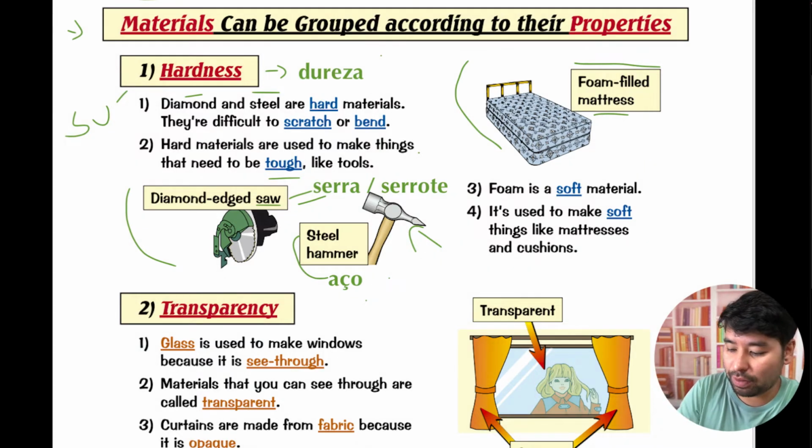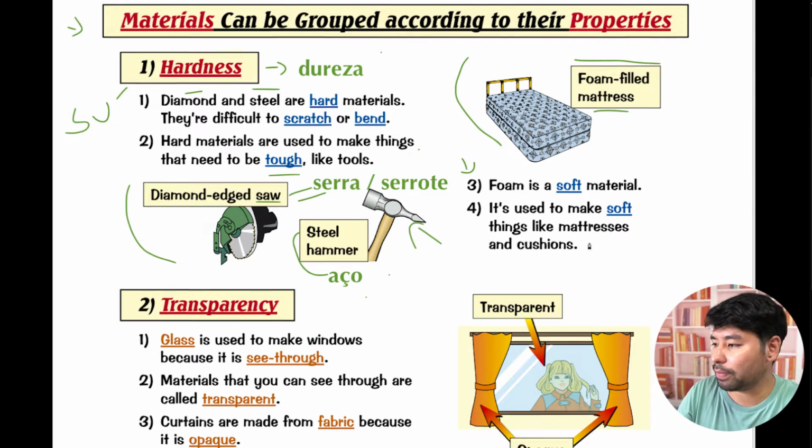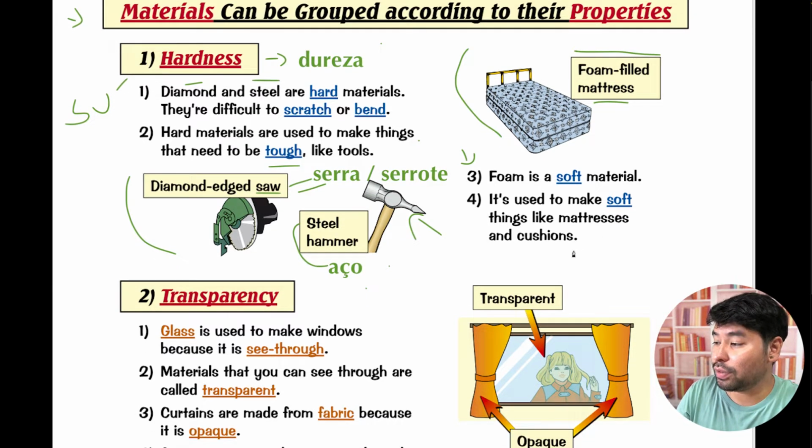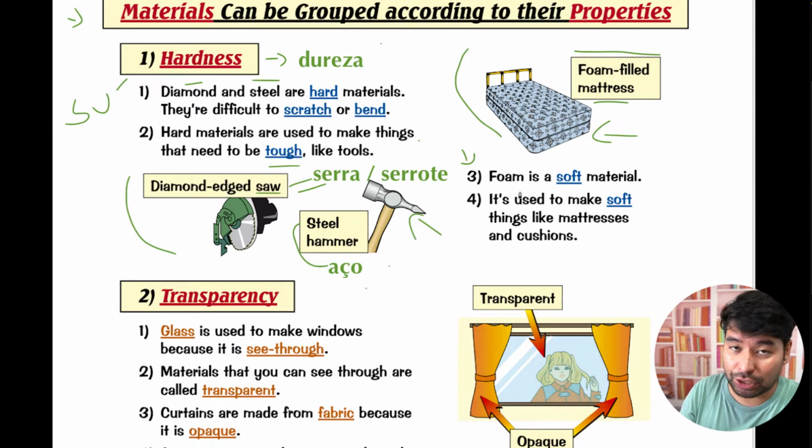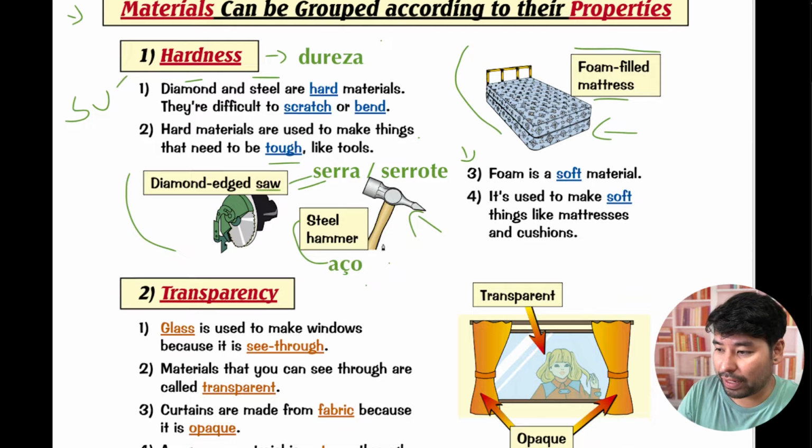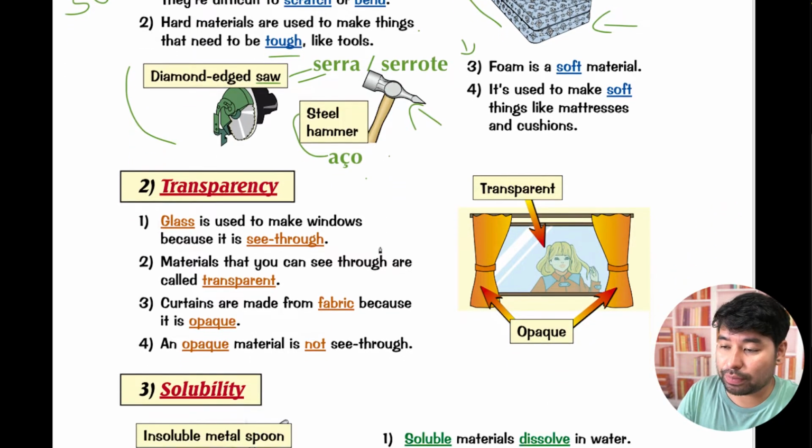Of foam, de espuma, right? Okay, so, and then we have a description here on number 3. Foam is a soft material. Everybody knows that, right? So that's number 3. Number 4, and it's used to make soft things like mattresses, which is colchão, and cushions, which we can say almofadas. Okay, so mattresses and cushions. All right, very good. But teacher, travesseiro não é cushions, no, travesseiro é pillow. Okay, don't forget that. So next one.